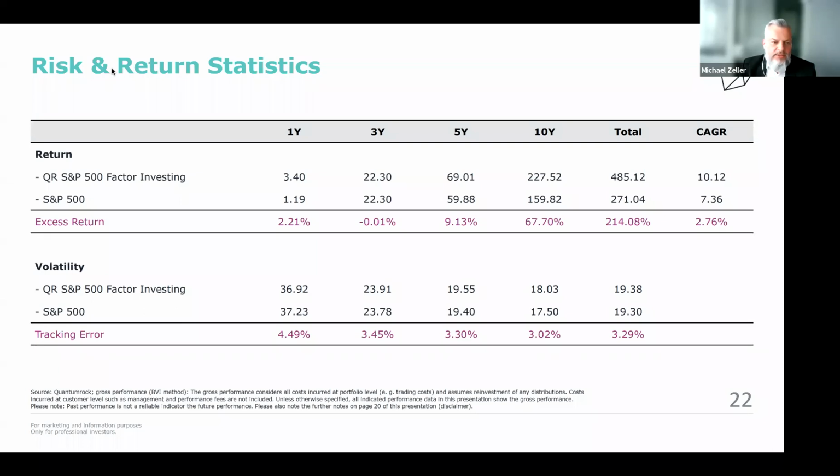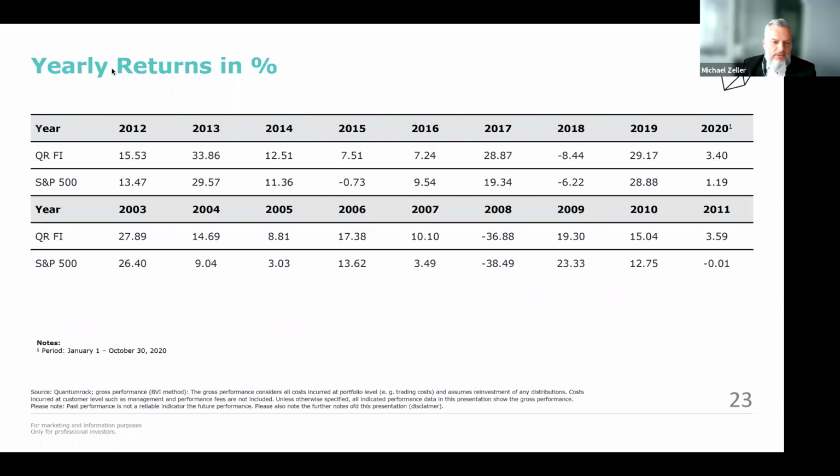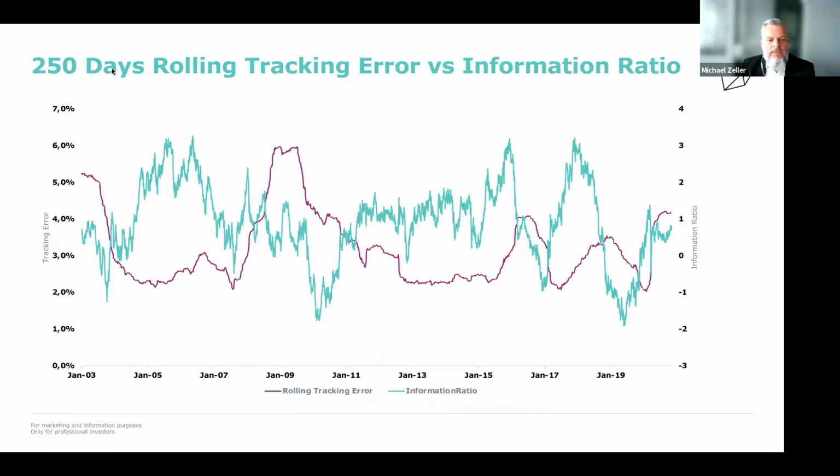So on the next slide, you can find the yearly returns of the S&P 500 and our strategy. And in that case, you will also see that in most of the years, we can find the outperformance of our factor investing strategy. So on the next slide, slide 24, we have a chart with a rolling tracking error and a rolling information ratio.